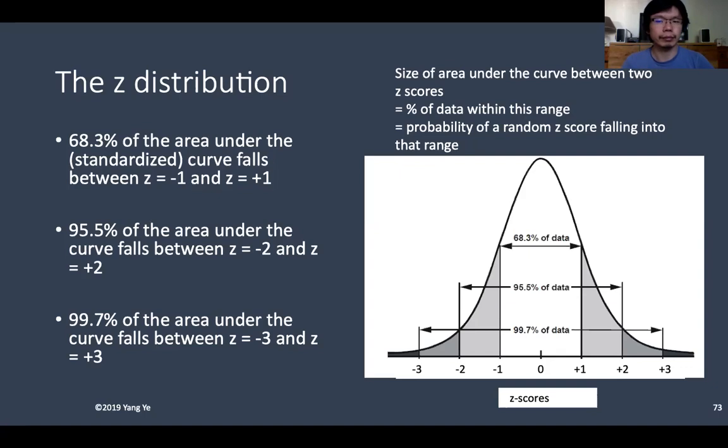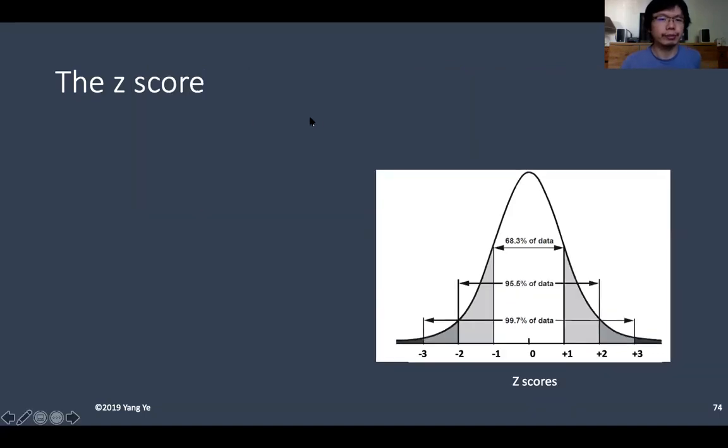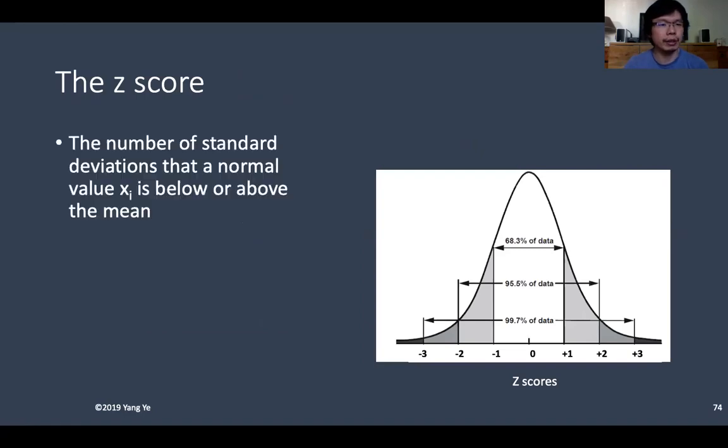This is considered the standard normal distribution. So now, if a score is from a random variable that's normally distributed, then you can turn that into a Z score by subtracting the mean and dividing by the standard deviation.